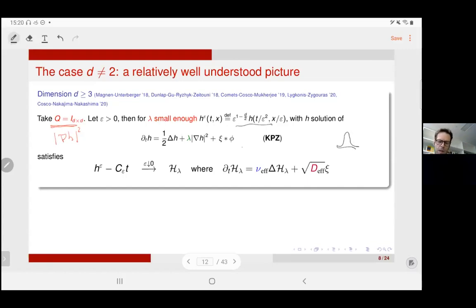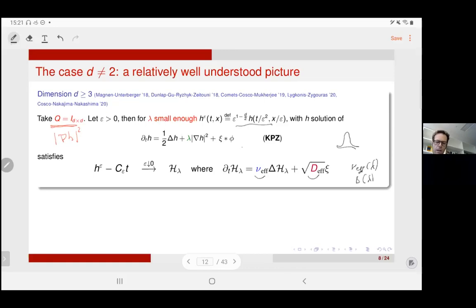You rescale it diffusively, and the cumulative result of some of these papers and others is that if you do so, and let now this epsilon go to zero, so look at larger and larger scales, the solution H epsilon of this equation, once you subtract some non-random drift term, some function c of epsilon times t, so it's simply a drift in time, converges to h lambda as epsilon goes to zero, where h lambda solves the linear equation. So the nonlinearity disappears in this limit. The only thing that remains is that the coefficients nu and D are renormalized. They are not anymore 1/2 and 1. They are some functions of lambda, nu of lambda, D of lambda, okay?